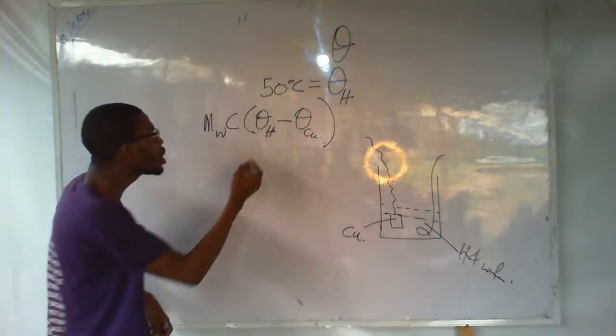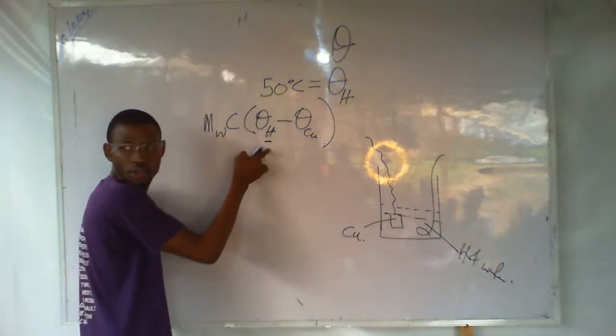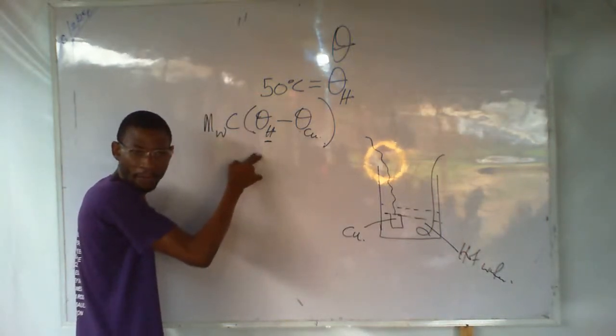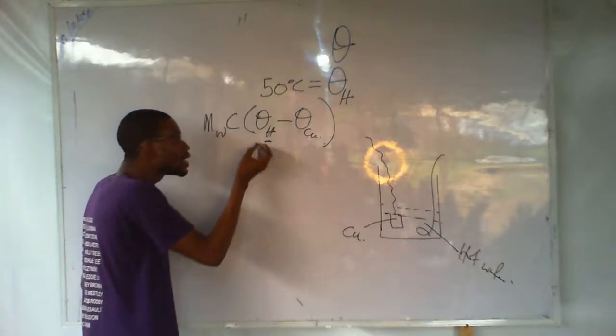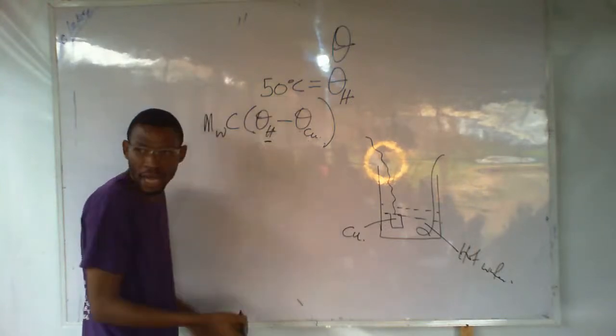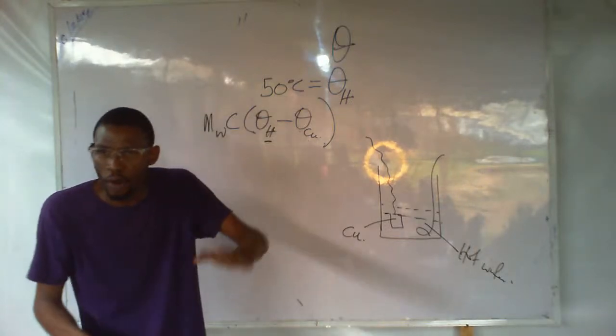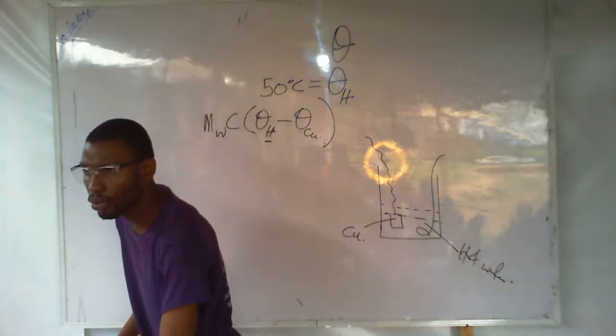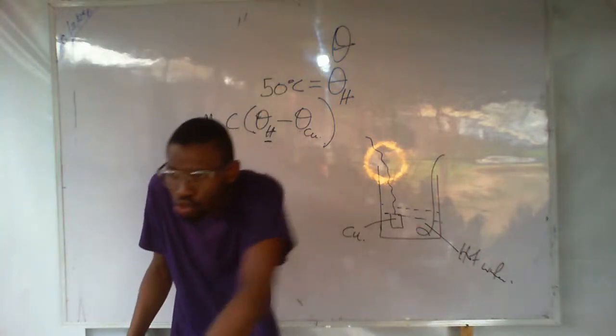So now, this is the temperature of the hot water. This is the copper. Let's say the hot water is the one losing temperature now. So over time, from 50, it must drop. That's the idea. It must drop now.